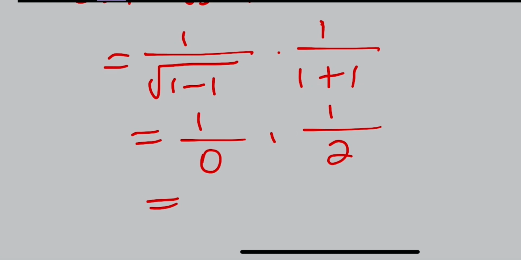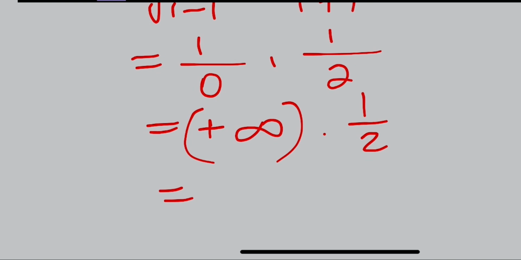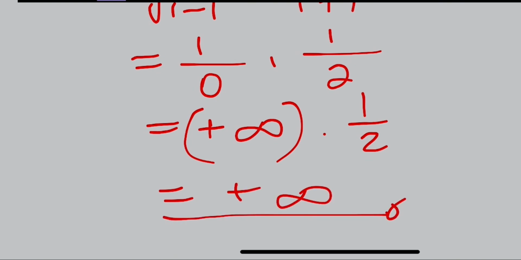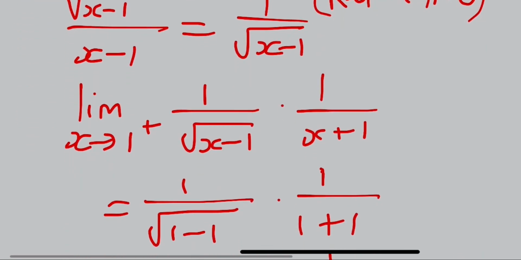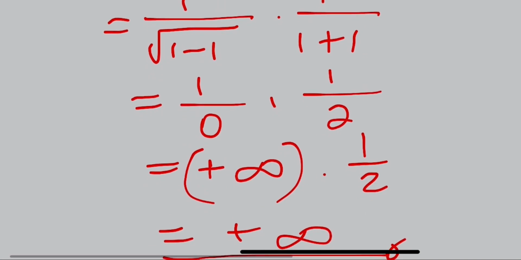So this is going to be equal to positive infinity multiplied by 1/2. And so the answer here is going to be positive infinity, and then you're done. That's how you do it. That's how you come up with the final answer when you're trying to simplify this. So I hope you got it correct.